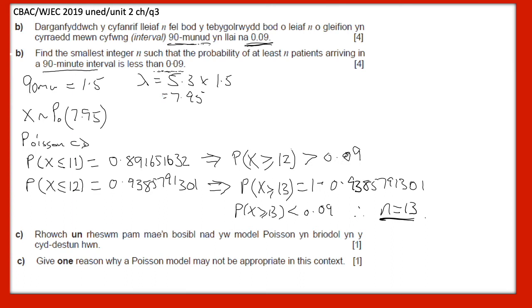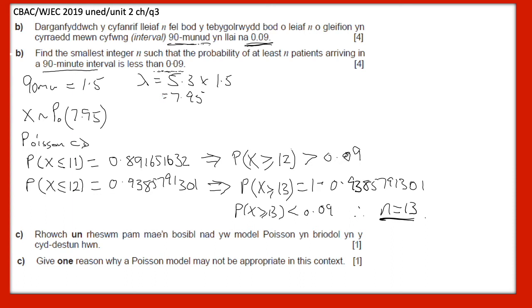If you've ever had the misfortune to be in an A&E department on a Saturday evening, you know that it's a lot busier than other times of the week. So you get busy periods and you get slack periods. So it's not a particularly good model. The other thing, of course, to consider is that it needs to be independent.